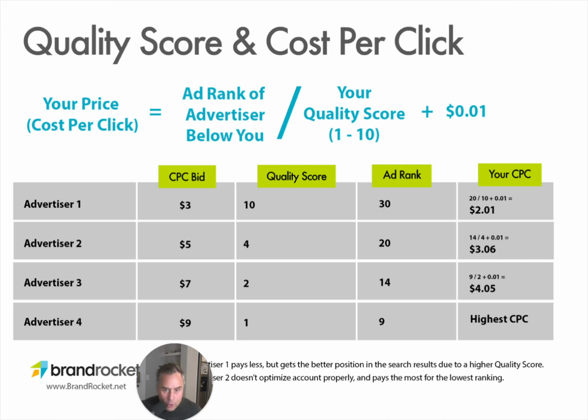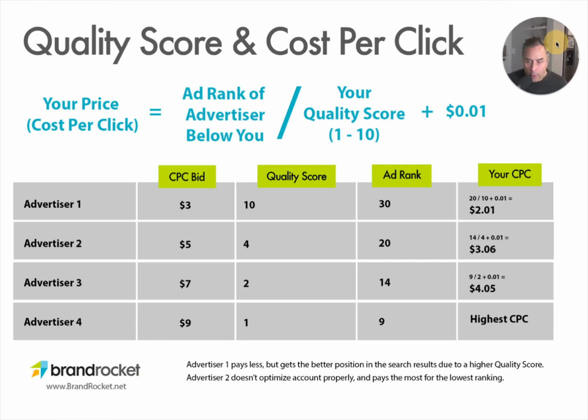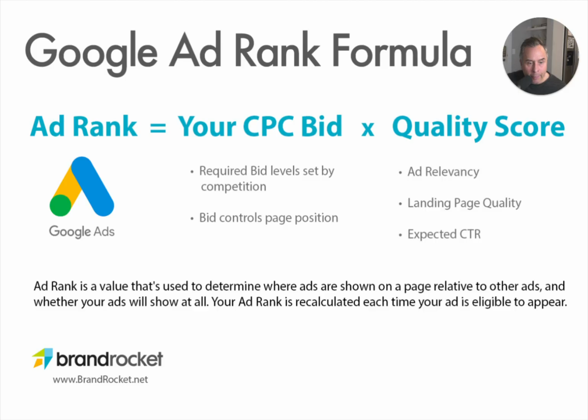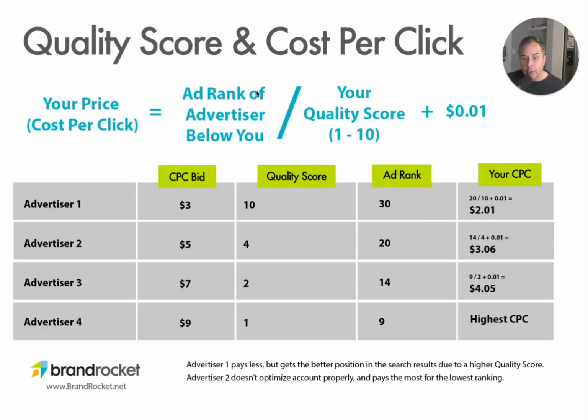Okay, so this is really interesting, actually. The formula for cost per click, what you pay, your price, is the ad rank of the advertiser below you. Remember the ad rank formula? Just kidding. Ad rank is your CPC bid times your quality score. So this is the ad rank of the advertiser below you, not even you, divided by your quality score, 1 to 10.